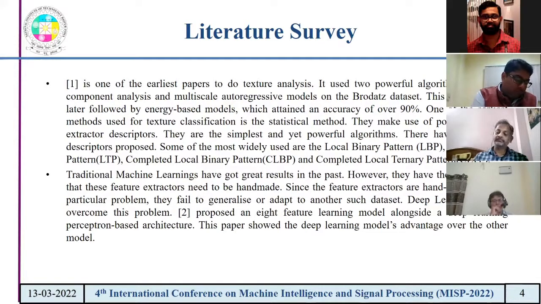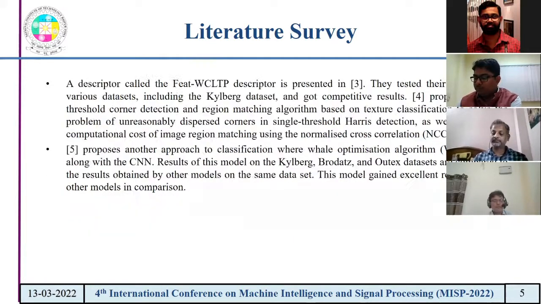However, they have the disadvantage that these feature extractors need to be handmade. Since the feature extractors are hand designed for a particular problem, they fail to generalize or adapt to another data set. Deep learning models overcome this problem. One of the papers proposed a feature learning model alongside a deep learning perceptron-based architecture. This paper showed the advantage of deep learning models over the other models.